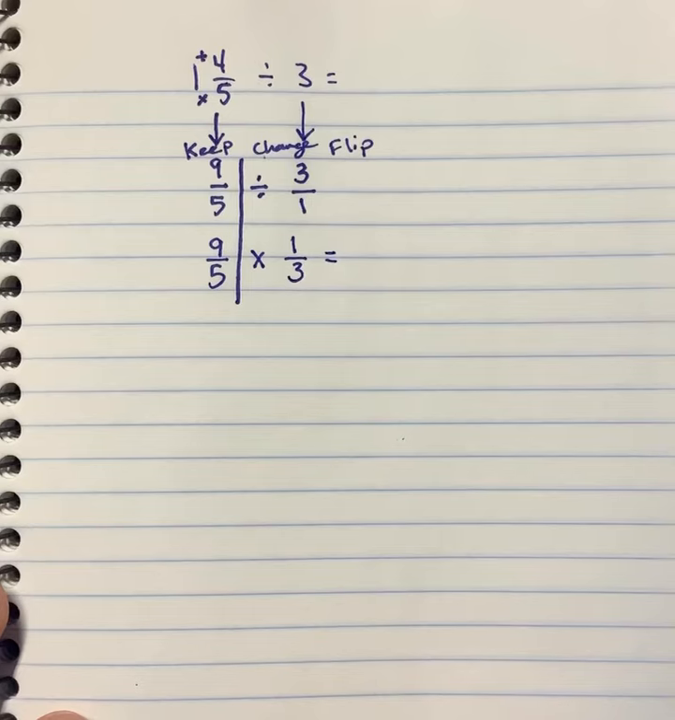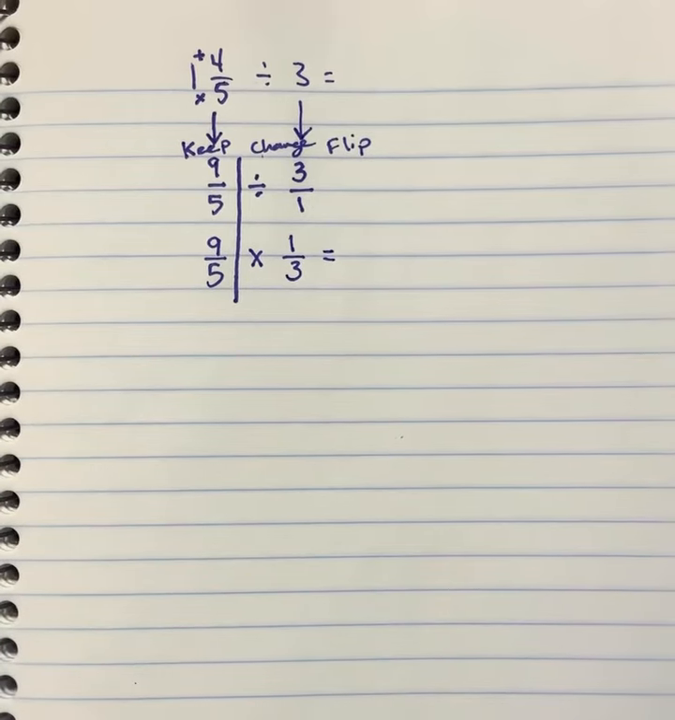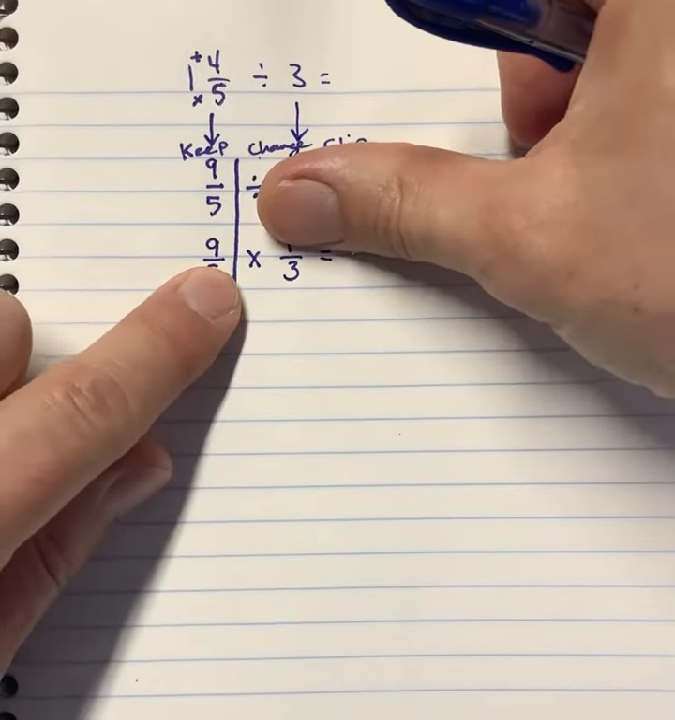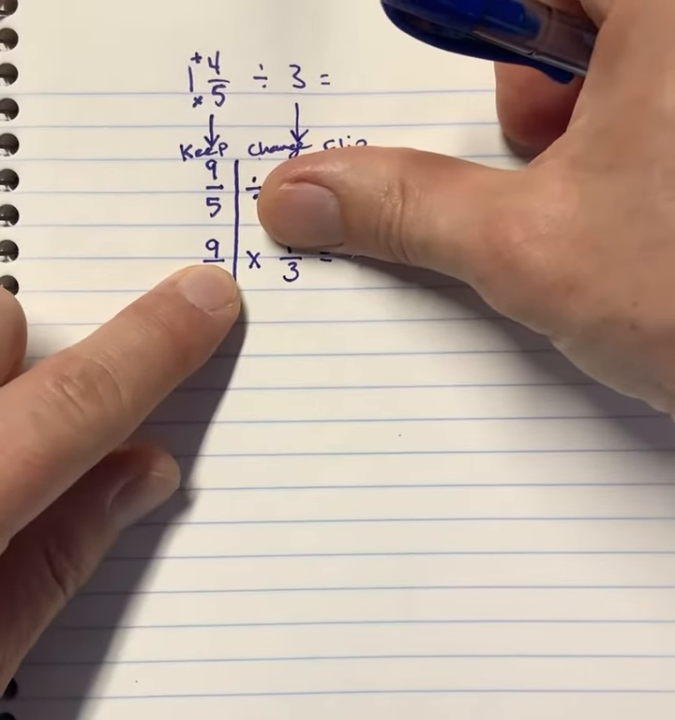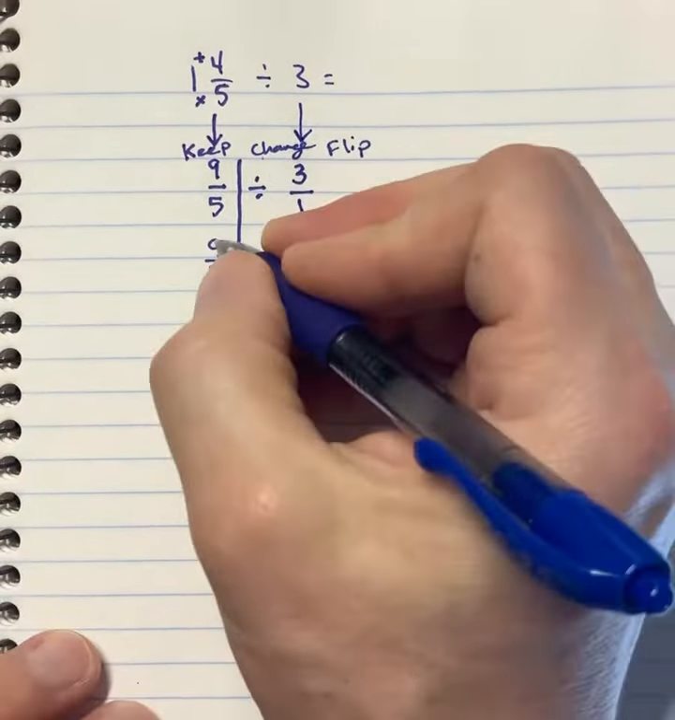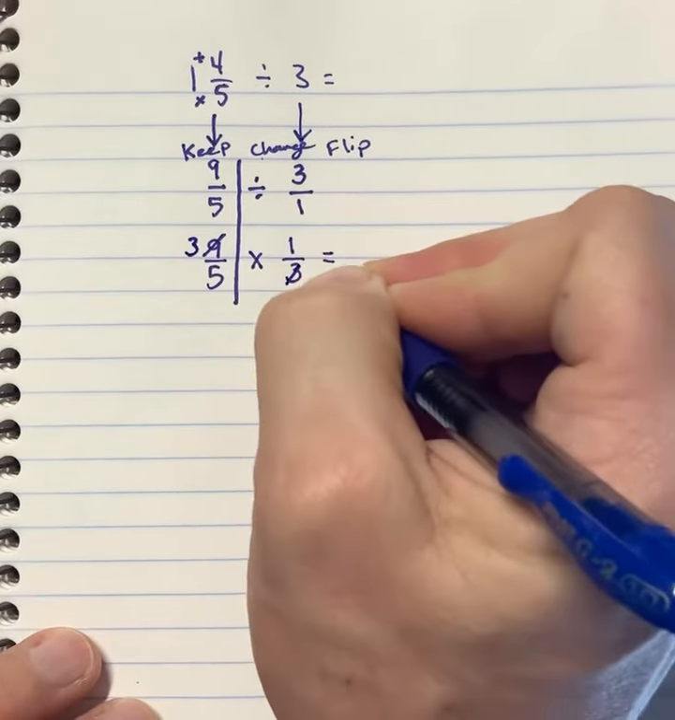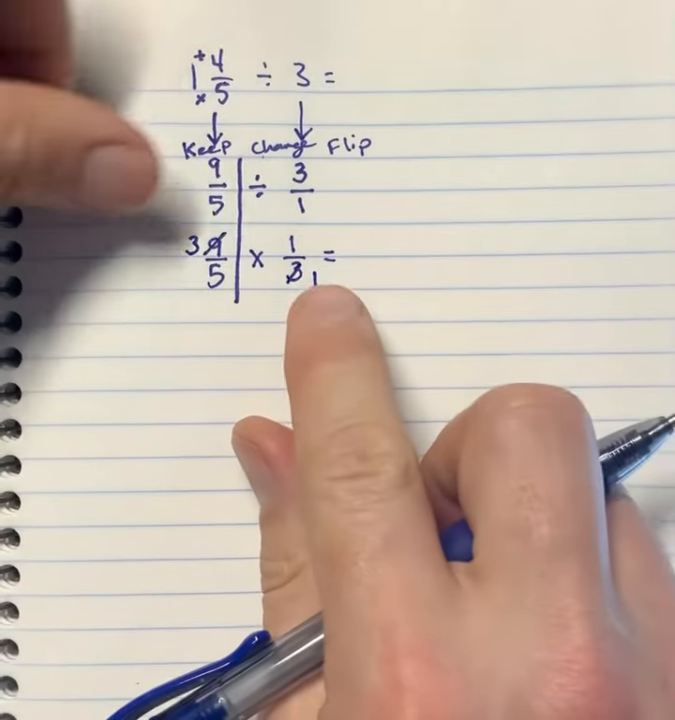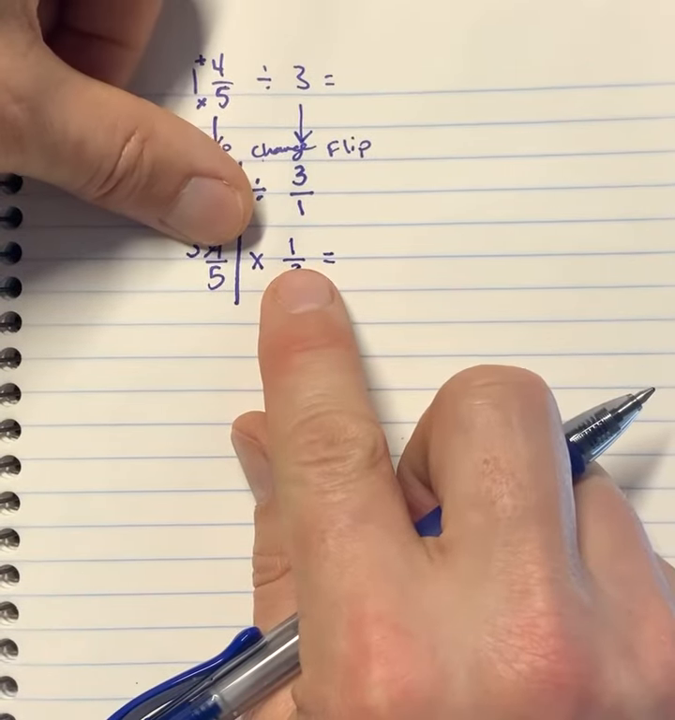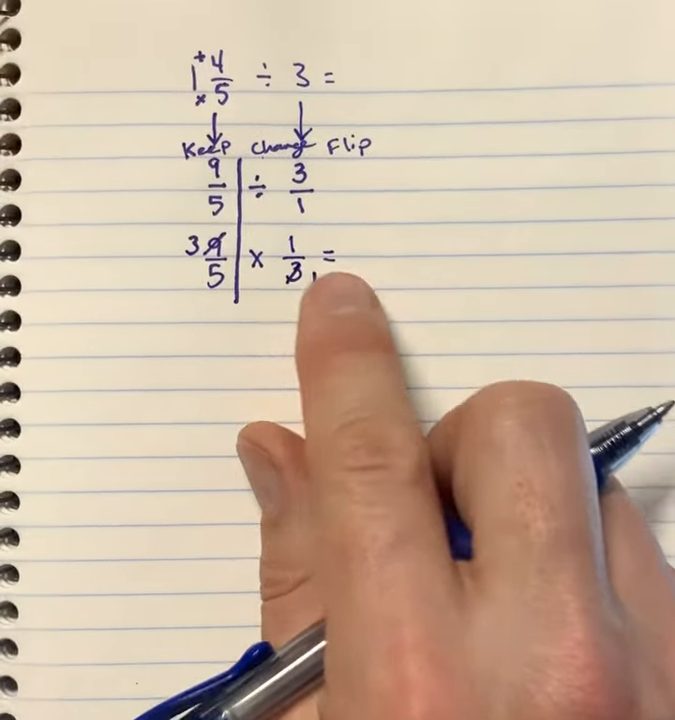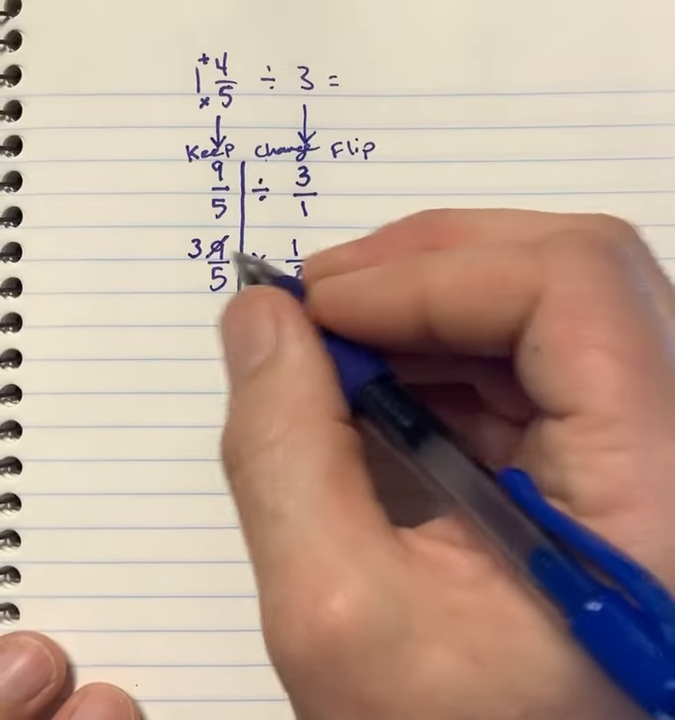And before I go ahead and multiply, I'm going to ask myself if I can simplify anything here. And when we simplify before we get an answer, we're looking at the diagonals, 9 and 3. Both share a factor of 3, so I can divide by 3. 9 divided by 3 is 3. 3 divided by 3 is 1. And if I look at the other diagonal, 5 and 1, they do not share any factor that would help me out. So I'm just going to keep them the same.